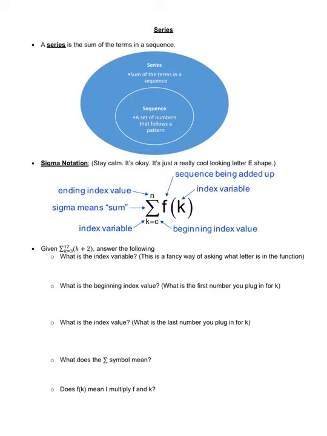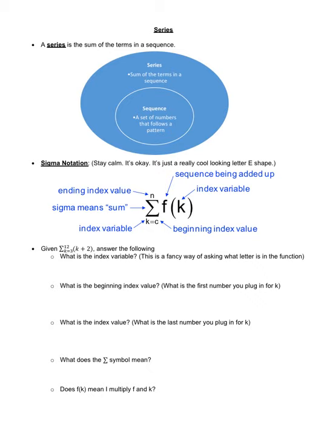So I've drawn this kind of diagram here for you. In order to produce a series, it needs to have a sequence within it that you're adding together. So you're basically taking all of the numbers in a sequence and you're adding them up, and that's going to give you the series. The way that we write series is called sigma notation.